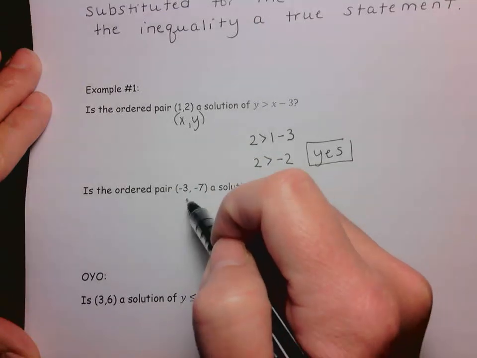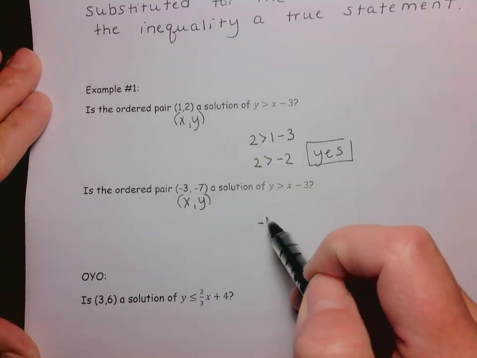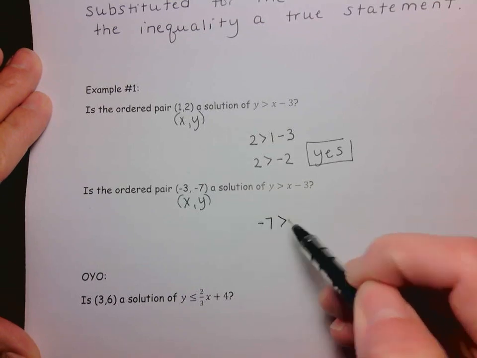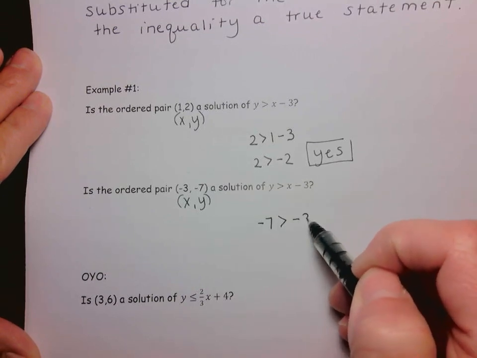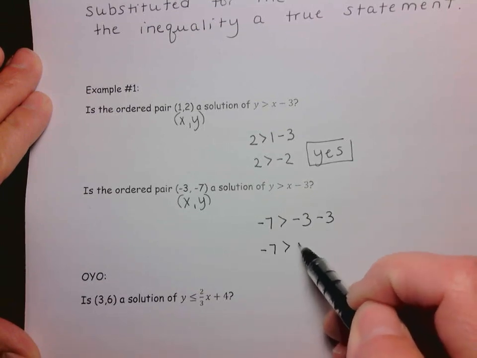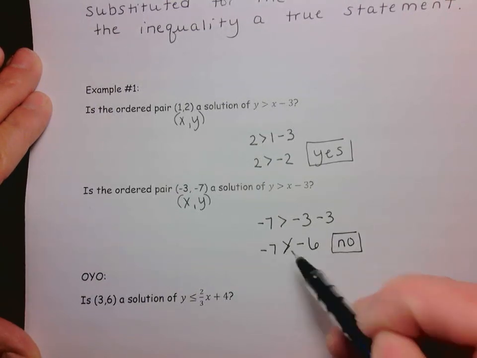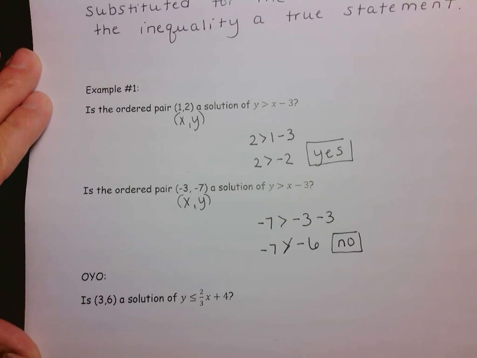Well, again, remember, this is an ordered pair, so all we need to do is substitute the values for the variables into the inequality and determine, is the inequality a true statement? And here, no, it is not. -7 is not greater than -6, so no, the ordered pair (-3, -7) is not a solution of this inequality.